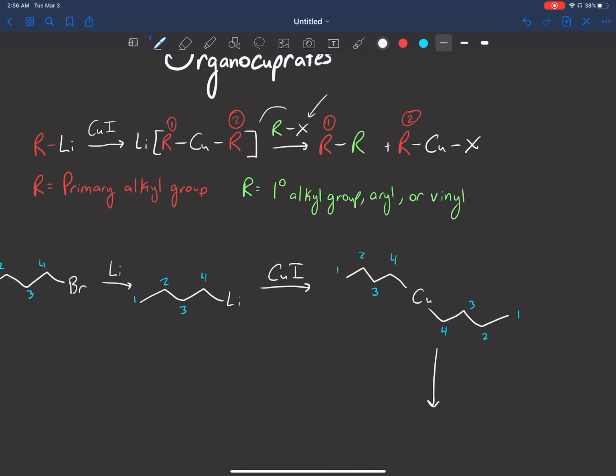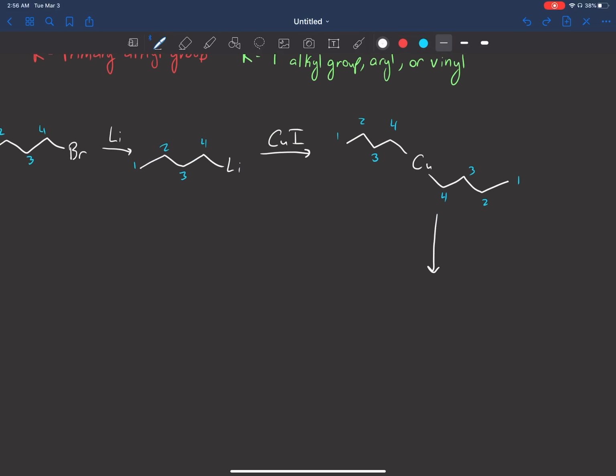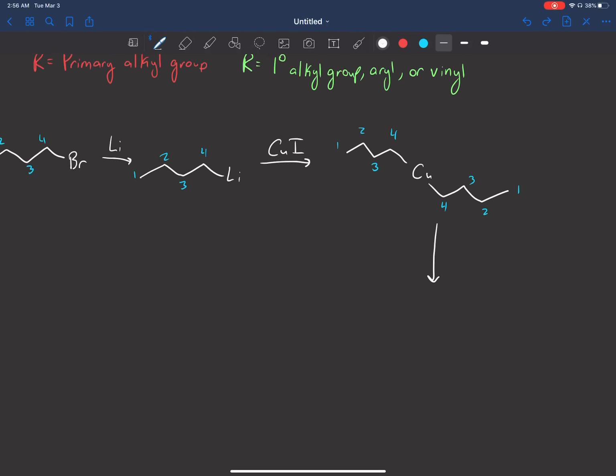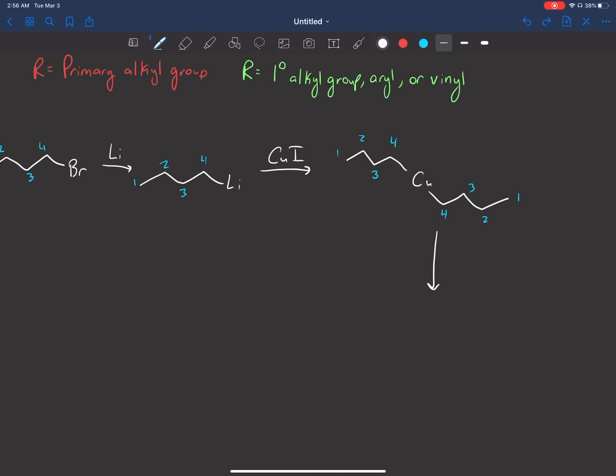This group right here, the green R group bound to that halogen. So we can use either primary alkyl groups, aryl groups, or vinyl groups. So I'm going to use a benzene, right? So like these organometallic reactions can do some weird things. So try to get you used to seeing different types of reactions. I'm going to put a Br as my halogen.